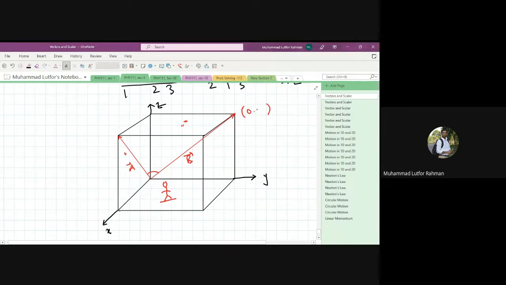0, 1, and 1. Am I right? Sir, it's 0 because it's not in the x-axis. It's only in the YZ plane. Exactly. Yes. So what about this point? Sir, it will be 1, comma 0, comma 1. Exactly.